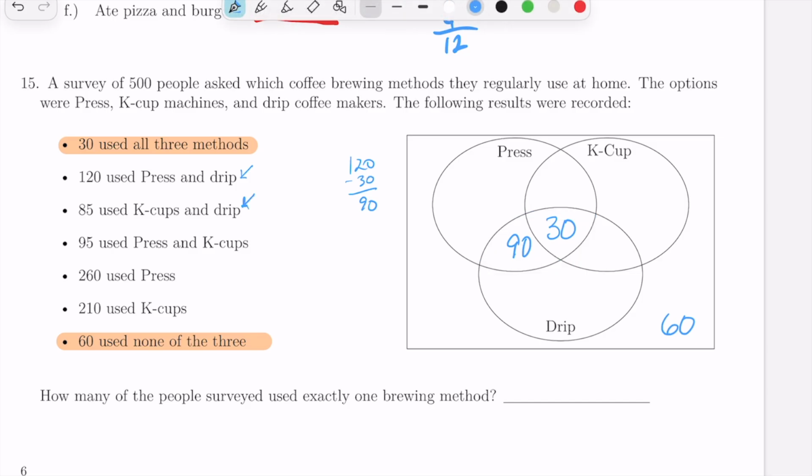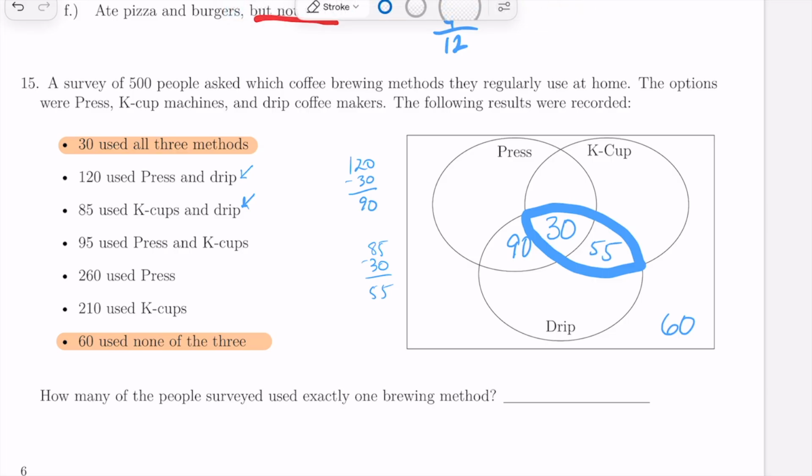Next, we're going to look at 85 used K-cups and drip. So drip and K-cups would be this football. And we want a total of 85, and I've already got 30. So we'll subtract those and find that 55 belong right there in the K-cup and drip, but not press.